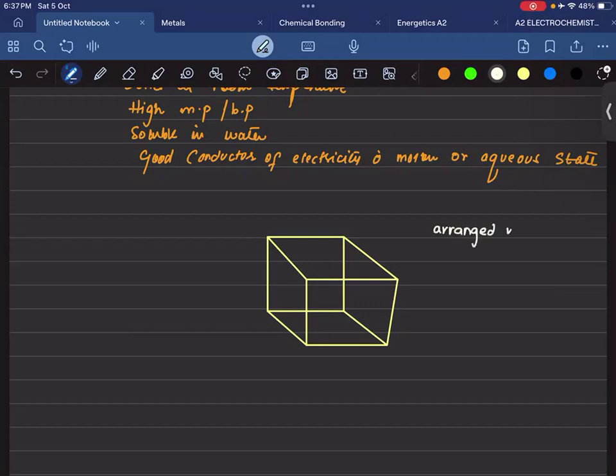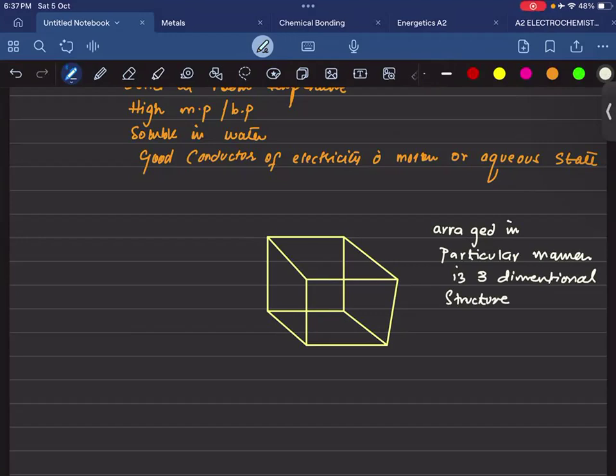When the ions are arranged in a particular manner in 3D space, in a three-dimensional structure, this is basically a crystal lattice. This is just like a crystal, a regular pattern. Like how this is having a regular pattern.